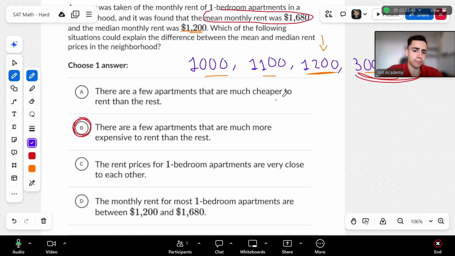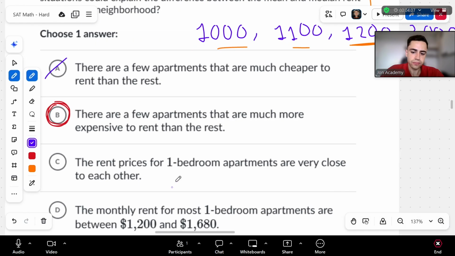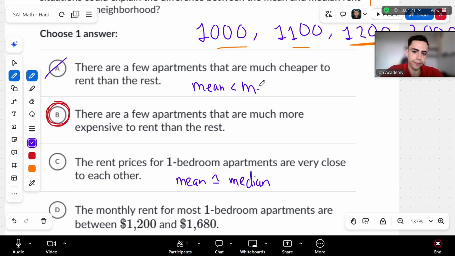There are few apartments that are much cheaper, that will be the opposite case. The mean will be lower than the median. In this case, it's bigger. And the rent prices for one-bedroom apartments are very close to each other. Well, it's not the case. In that case, the mean and the median will be very close. That's why, in this case, we could write mean similar to median. And in this other case, the mean would be smaller than the median.